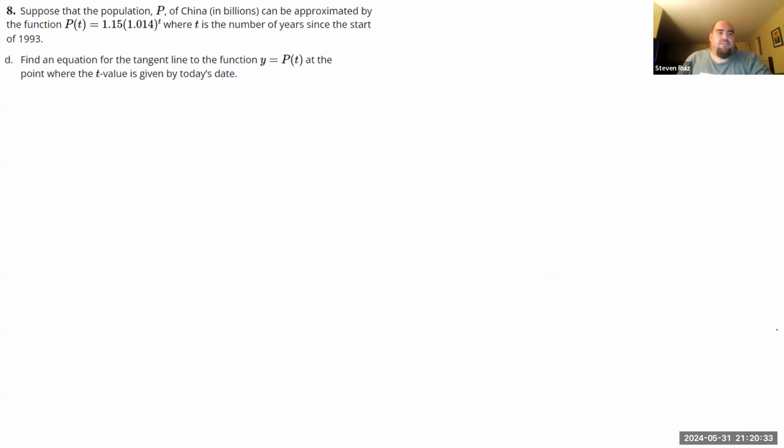All right, moving on to part D. Find an equation for the tangent line to the function. Okay, so we want to find the equation of the tangent line. A couple of forms we could give that in: y equals mx plus b, slope-intercept form, or if you'd rather, we can do point-slope form: y minus y1 equals m times x minus x1.